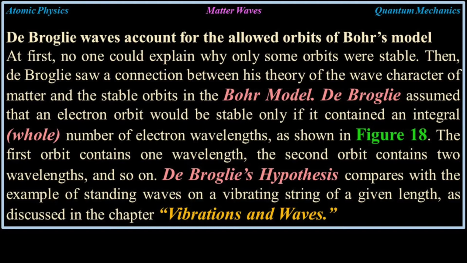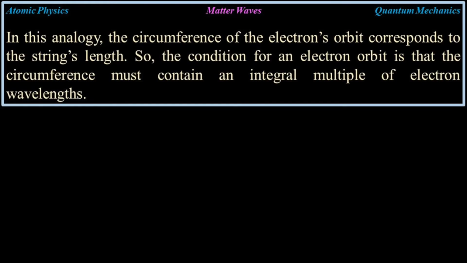The first orbit contains one wavelength, the second orbit contains two wavelengths, and so on. De Broglie's hypothesis compares with the example of standing waves on a vibrating string of a given length, as discussed in the chapter Vibrations and Waves. In this analogy, the circumference of the electron's orbit corresponds to the string's length. So the condition for an electron orbit is that the circumference must contain an integral multiple of electron wavelengths.